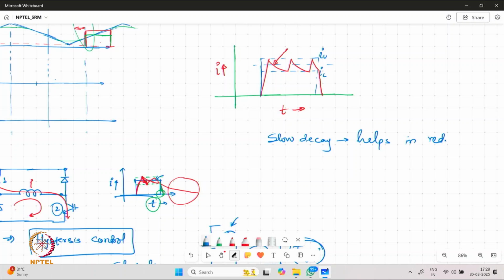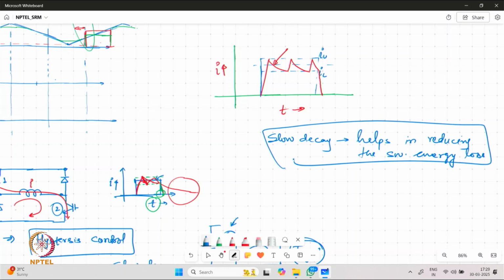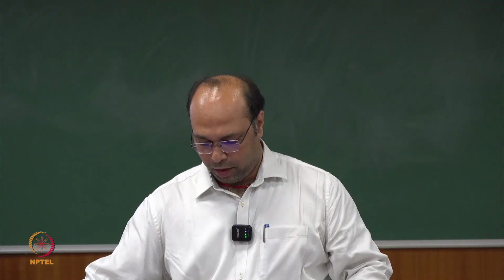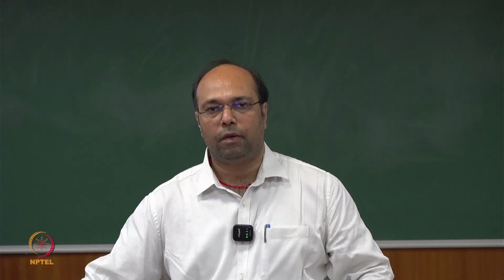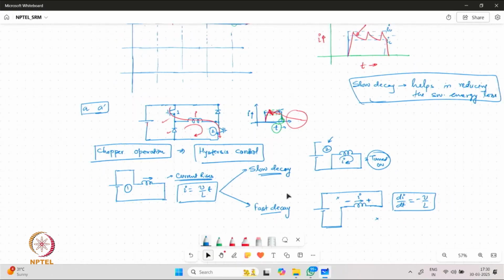in reducing the switching energy loss. So by following this type of switching or this type of operation, we can achieve a little better efficiency compared to one of the ways of operating the system.